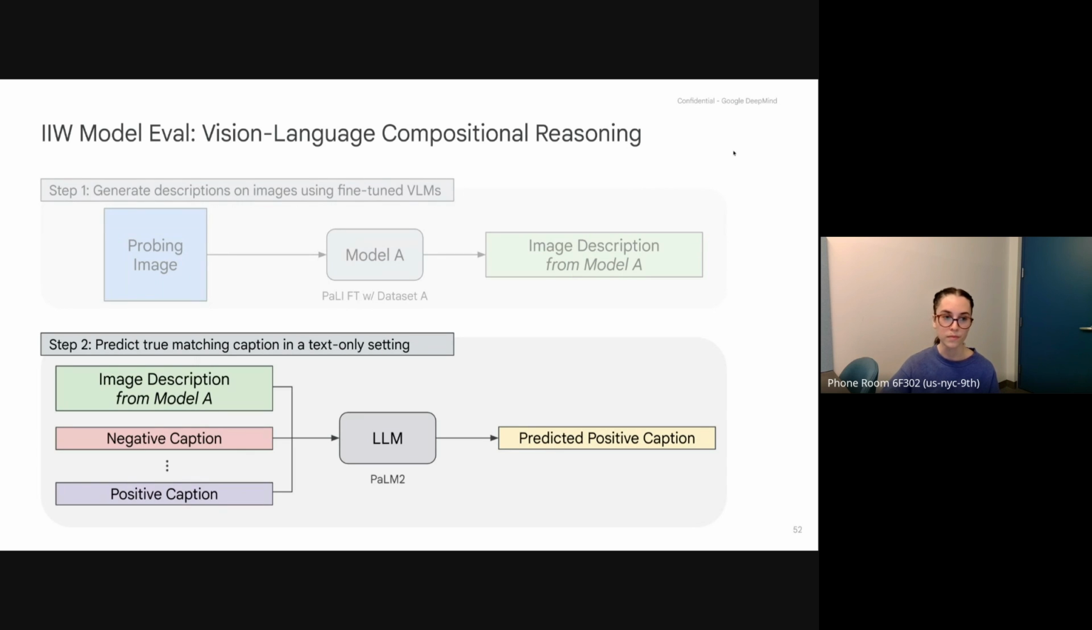Next. For step 2, we now set up this problem by predicting what is the true matching caption for the image in a text-only setting. So instead of passing in an image and looking at its similarity to both the negative caption and the positive caption, we actually replace the image with our generated image description. And we feed that in with kind of a multiple choice question between the caption options and ask which actually matches this image description. So we pass this through to an LLM, in our case PaLM 2, and have it predict what actually matches the image description. And then we can compute accuracy over that.